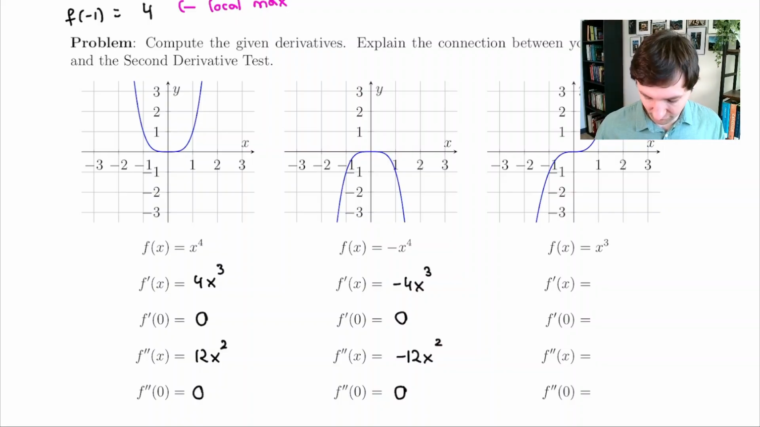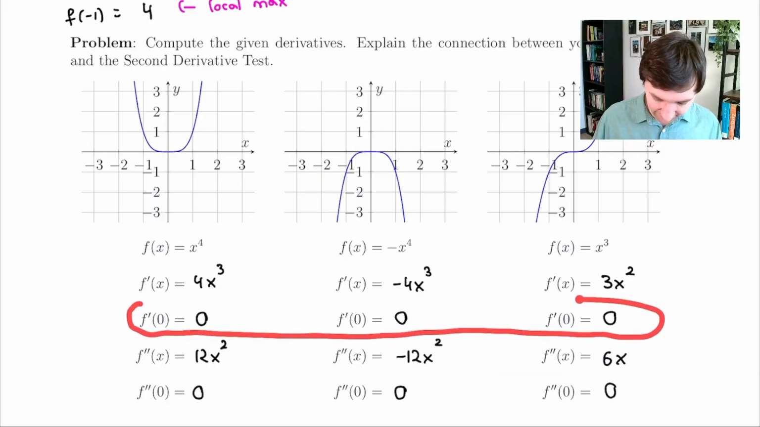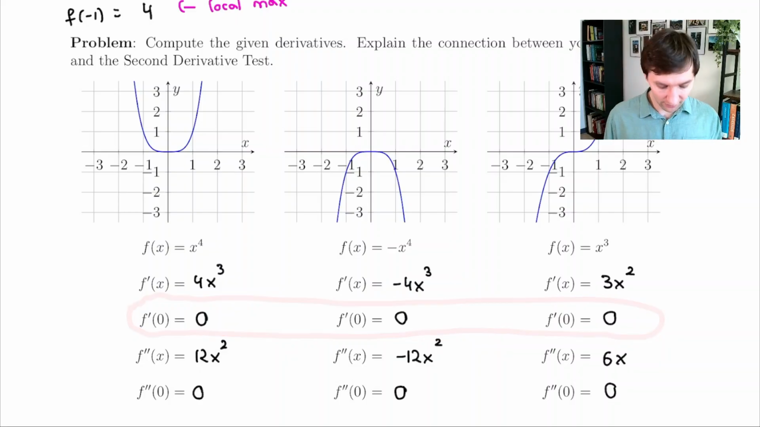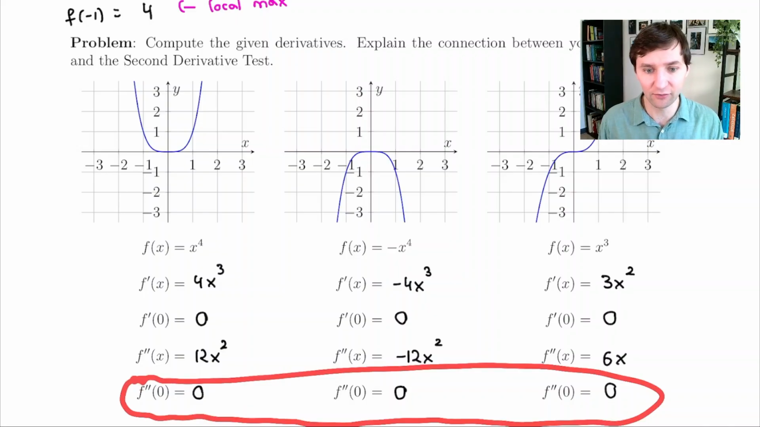Finally, the first derivative of x to the third power is 3x squared. Plugging in 0 gives me 0. The second derivative is 6x. Plugging in 0 gives me 0. What is the meaning of these computations? The first derivative suggests that 0 is a critical number of all of these functions, because the derivative at 0 is 0. Note that the second derivative at 0 is also 0, and the second derivative test said that if you have the second derivative equal to 0, then you can have a max, you can have a min, and you can have neither.